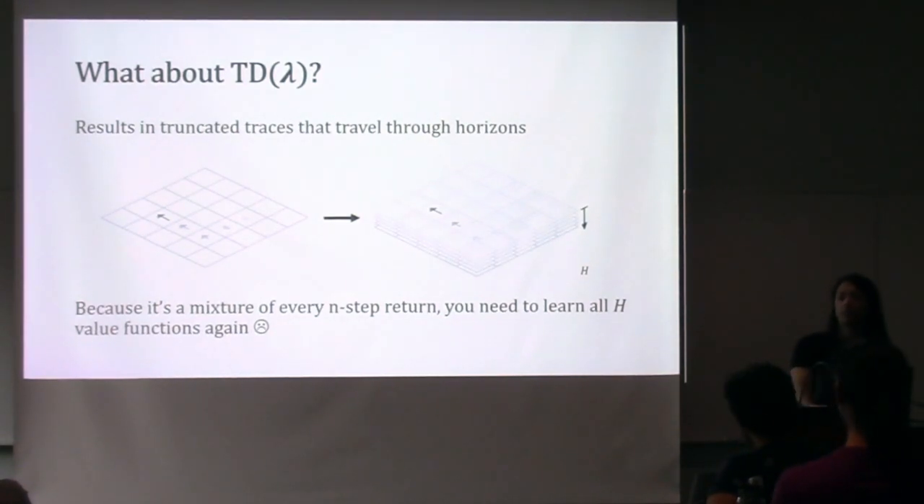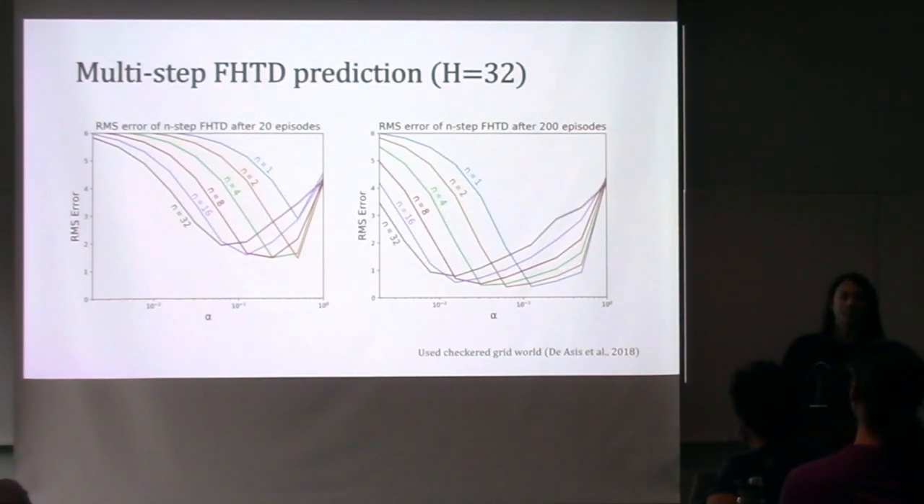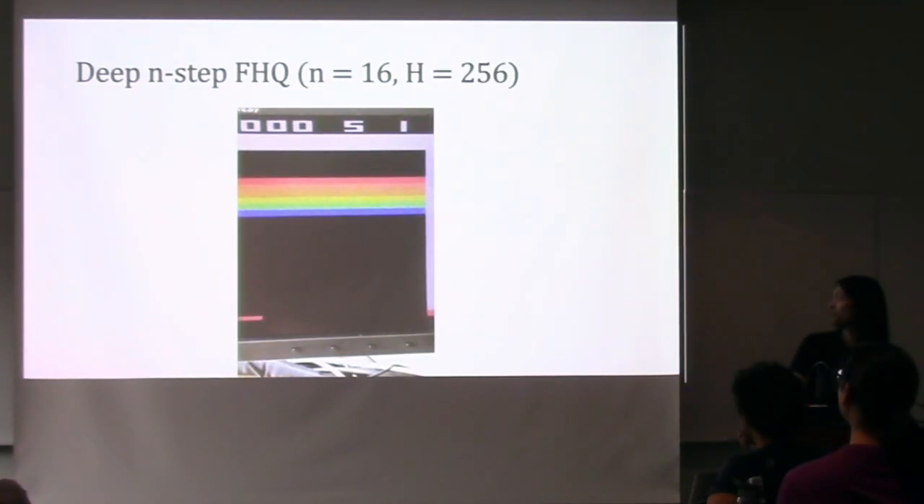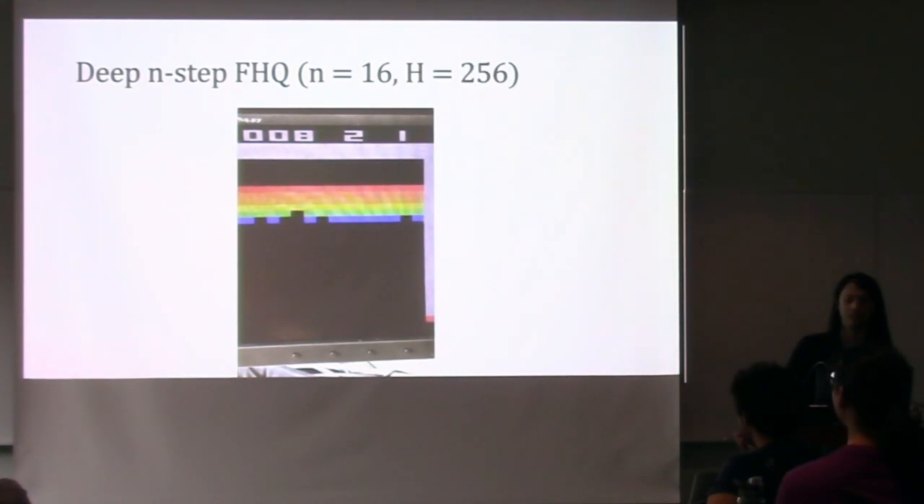But in addition to these computational savings with n-step, you also have the bias-variance trade-off that you normally have in n-step TD, and here are some results in a gridworld that show that it does what you expect it to do. After 20 episodes, one step is really slow because it's really biased, and there's some intermediate n that works really well. And if you look after 200 episodes, one step eventually wins because this is a tabular representation and it has lower variance. And this is, I guess, a video of it doing something sensible after like 1,000,000 frames, and it's still continuing to improve. And yeah, those are my extra slides.